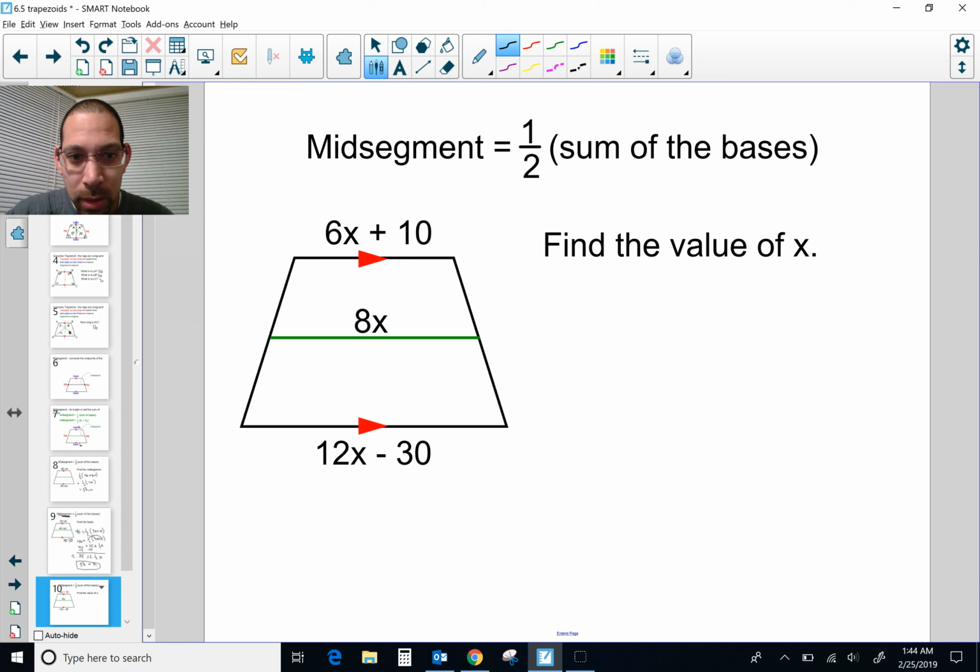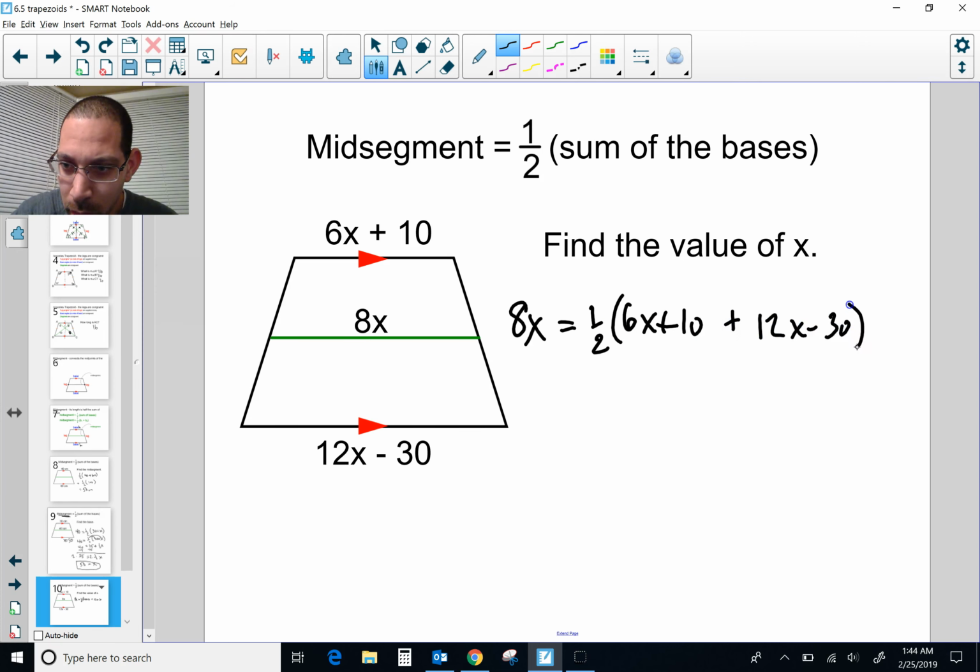We're going to do another one. It's the same idea, but this one's got variables in it. So the midsegment, which is 8x, is equal to half the sum of the bases: 6x plus 10, plus the other base, 12x minus 30. You still can do this. You just got to combine some like terms. You got 18x's. Combine this positive 10 with negative 30. That makes this negative 20.